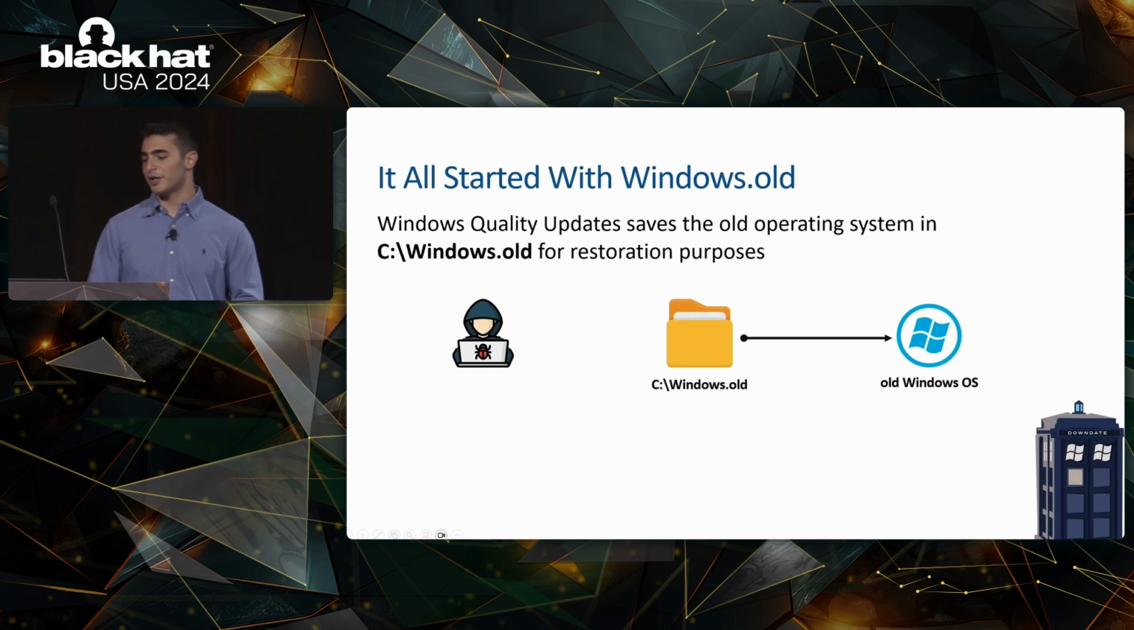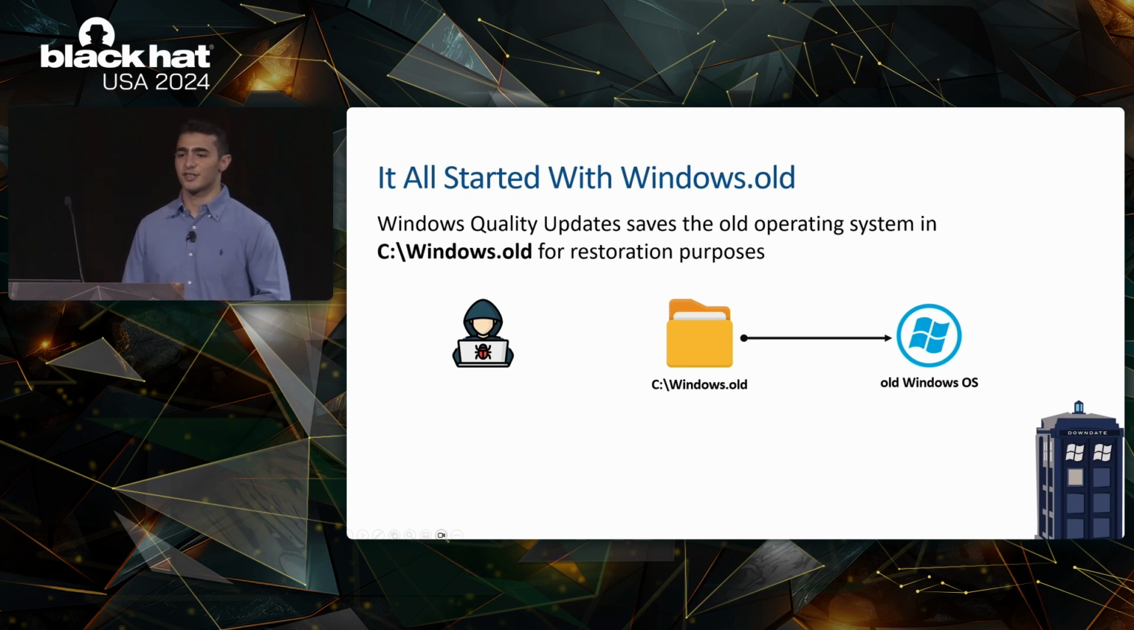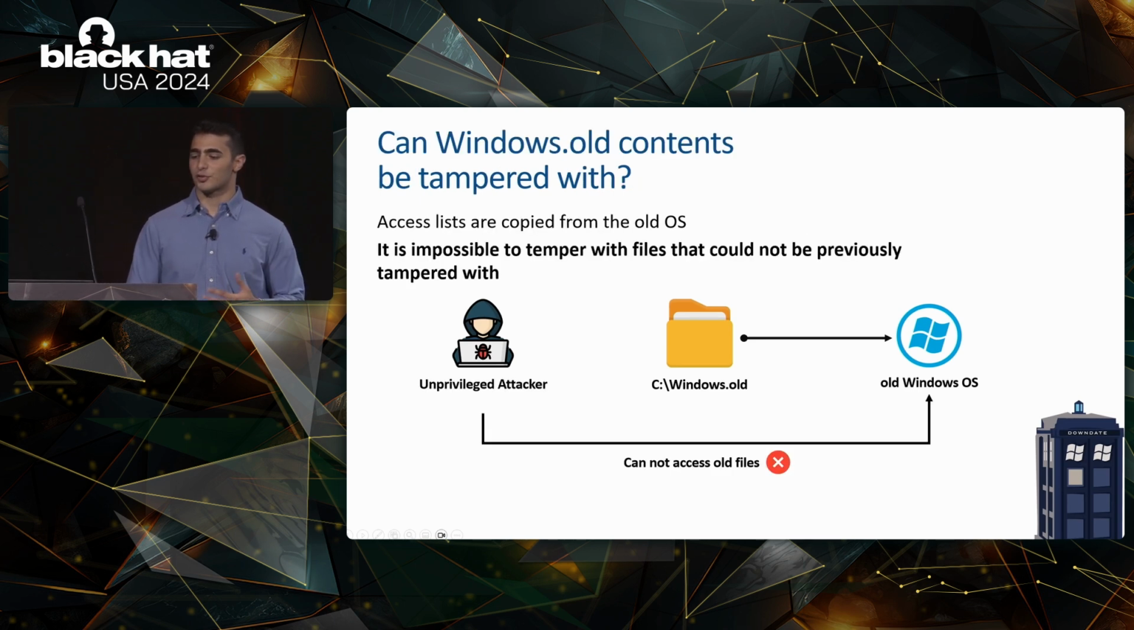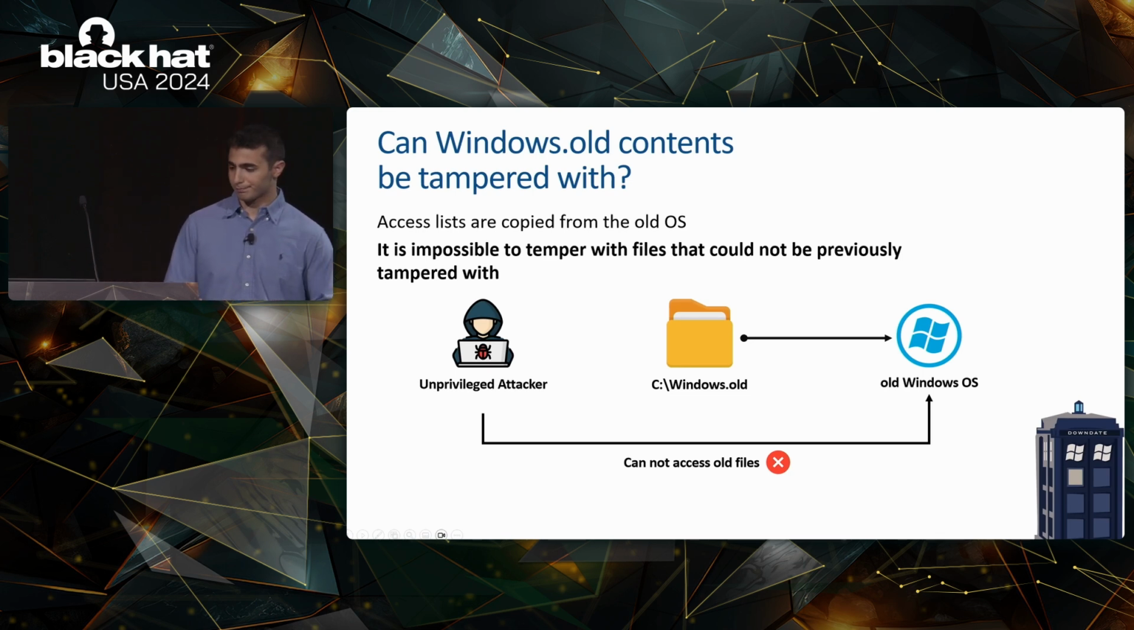It all started with this Windows.old folder, which I came across in some of my machines. Looking at it and Googling it, I found that this is the old Windows operating system, saved for restoration purposes. When you install a quality update, the old Windows operating system is saved to Windows.old. Of course, the first thing I did was try to modify files inside Windows.old, but I noticed that access lists are copied from the old operating system, so it was impossible to tamper with files that could not previously be tampered with.